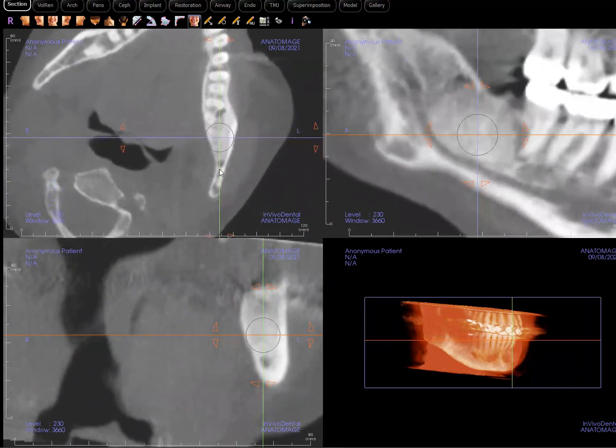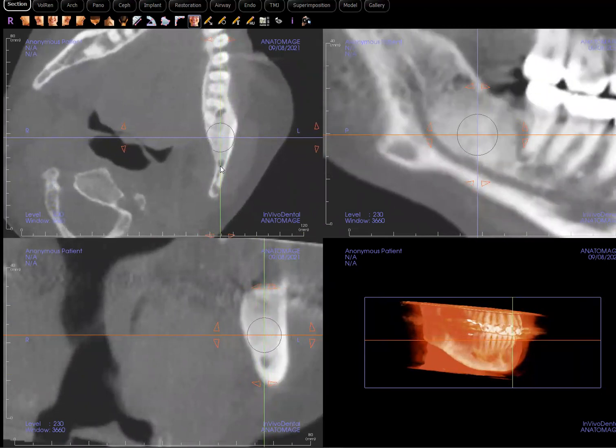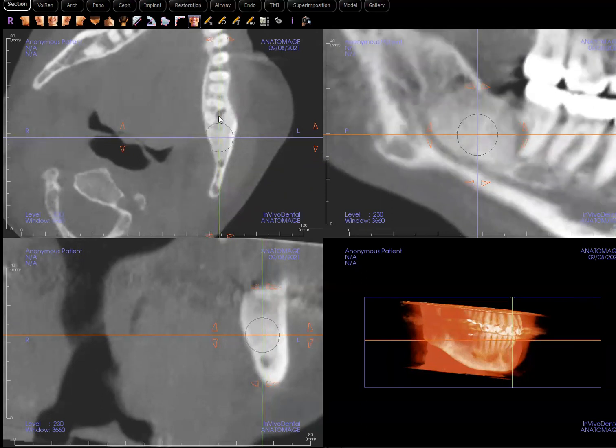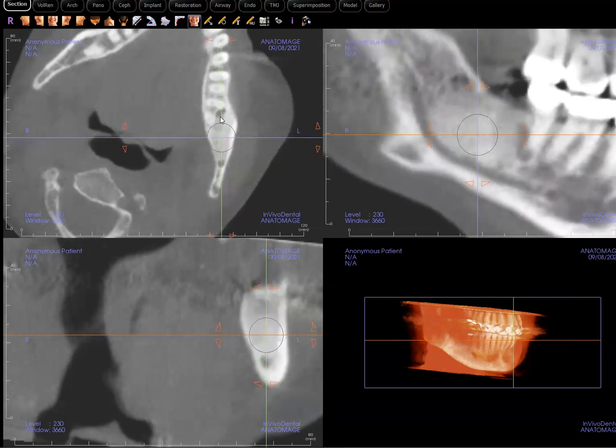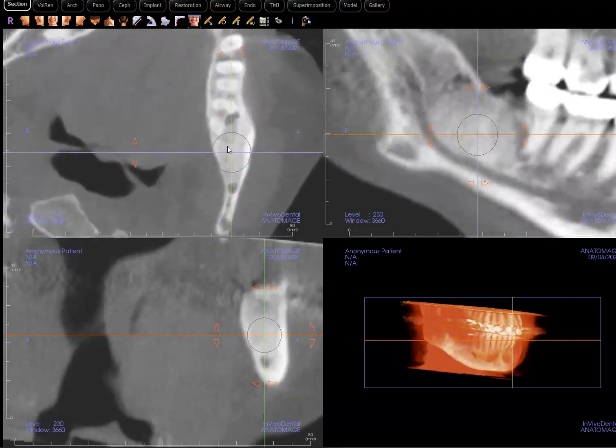Unfortunately, what I do not know is when the surgery was done. That would be an important piece of information that I am personally interested in. But at some point, this area was nicely cleaned and then had grafted material placed. But now, let's see, here is a radiolucency developing around the roots of number 18.